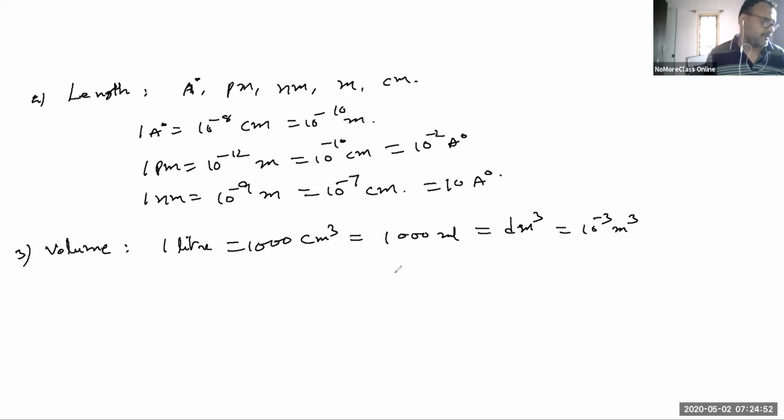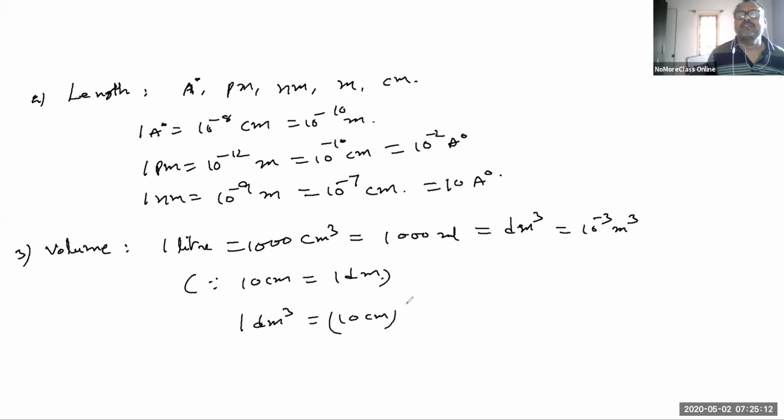Since 10 centimeter is equal to 1 decimeter, obviously 1 decimeter cube is equal to 10 centimeter whole cube, right? That means 10 cube, which is 1000 centimeter cube. That is nothing but 1 liter.